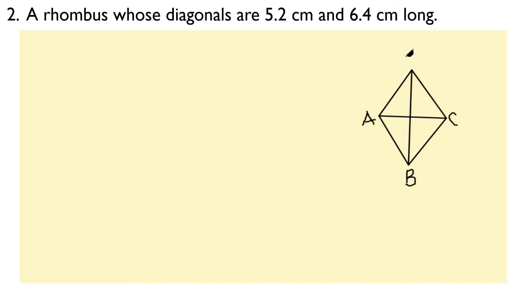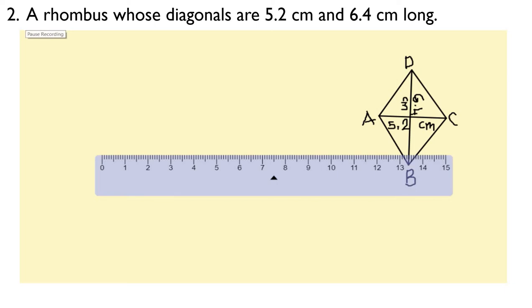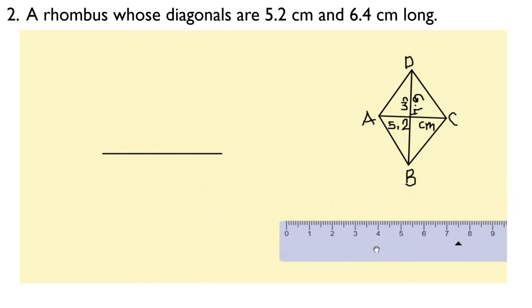Also, we mark the given measurements of both the diagonals, that is 5.2 and 6.4. As you can see here, both the diagonals are even numbers. So we select any one, that is we take AC as 5.2. So first we draw line segment AC with 5.2 centimeter with the help of scale and pencil. And then we mark the line segment with the given points, that is A and C, along with the measurement, that is 5.2 centimeter.